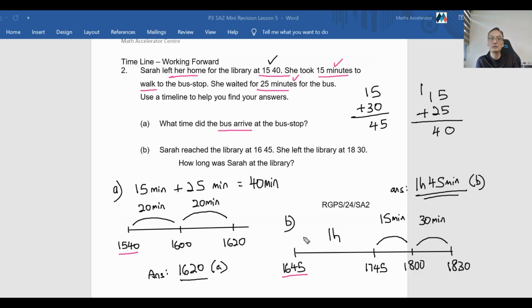So it's always easier to work with round numbers or whole numbers. In this case, the nearest hour, right? 1 hour after 16:45 is 17:45. So from here, then you look for your nearest hour mark. 17:45, the nearest hour mark is 1800. So between 17:45 and 1800 is 15 minutes. 1800 to 1830, the time that she left the library, is 30 minutes. 15 plus 30, we calculated to be 45. So the whole duration that she spent in the library will be 1 hour and 45 minutes.